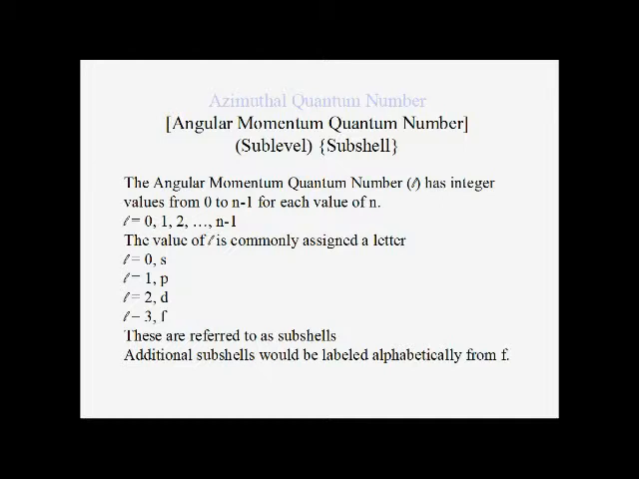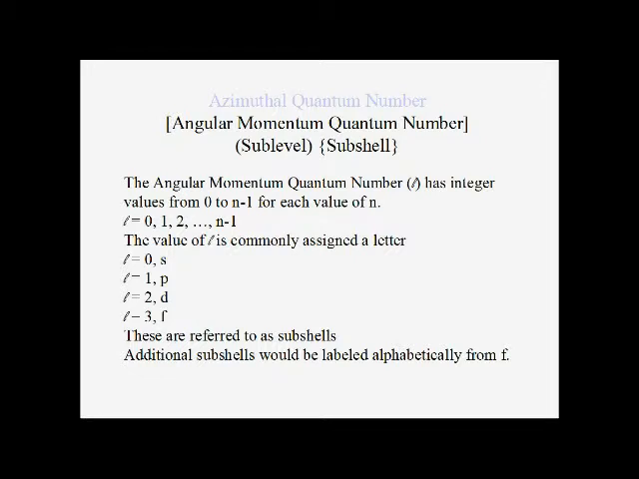The next property is the angular momentum quantum number. So the electron is spinning around the atom. There are different ways it can spin around the atom, and because of those different ways it can spin around the atom, it creates different types of angular momentum. So we're going to use the letter L to represent angular momentum.